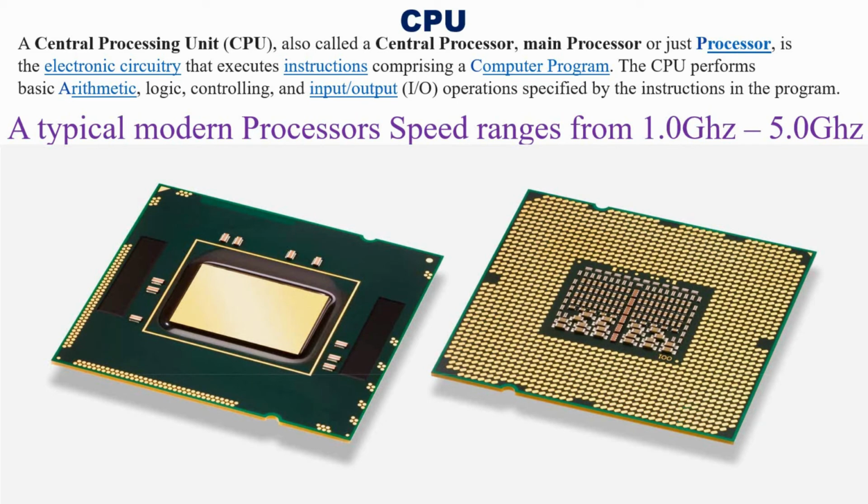The CPU is a central processing unit, called a central processor or main processor, or you can just call it a processor. It's the electronic circuitry that executes instructions comprising the computer program. The CPU performs basic arithmetic, logic, controlling, and input and output, which is I/O operations specified by the instruction in the program. A typical modern processor's speed ranges from 1.0 GHz to about 5.0 GHz.